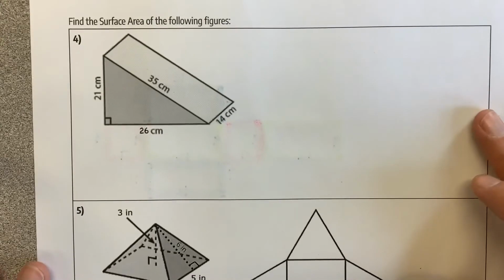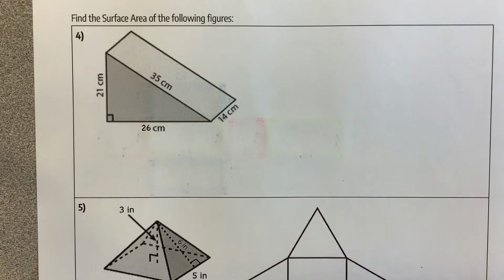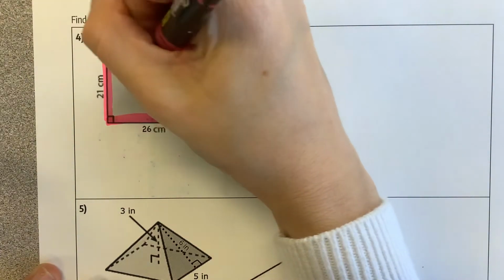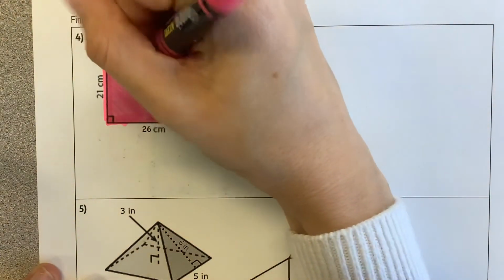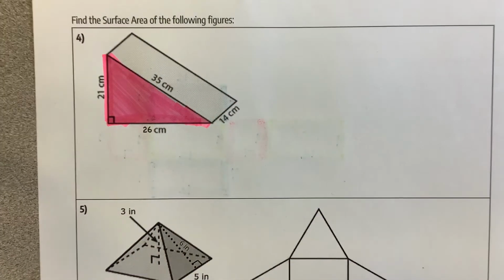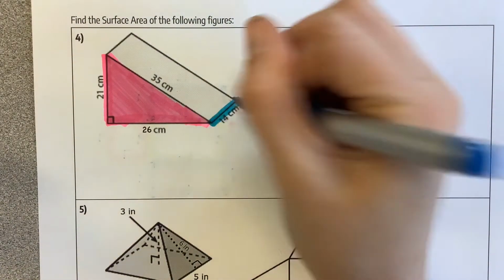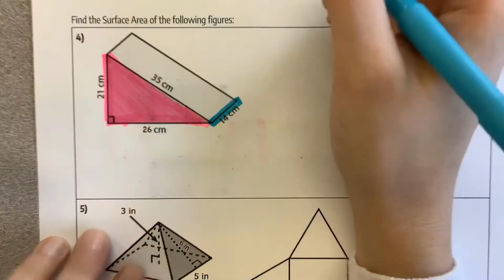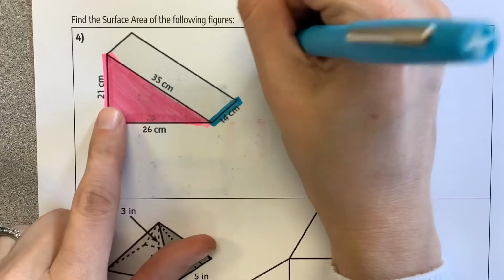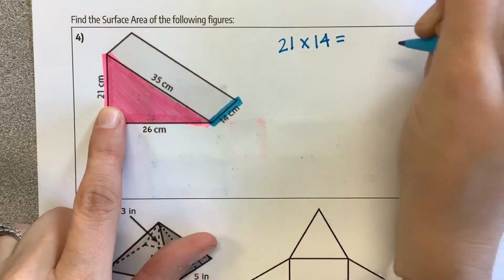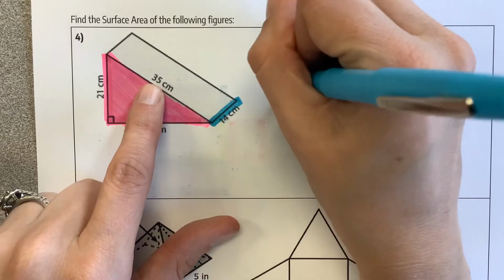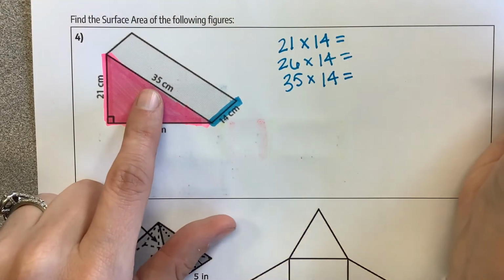Okay, let's try triangular prism without a net. So remembering, we are using the three sides of our triangle, and for our lateral sides, we will multiply by that height or depth of the prism. So take my three sides. We've got 21 times 14 for that rectangle. We have 26 times 14 for that rectangle. We have 35 times 14 for that rectangle.